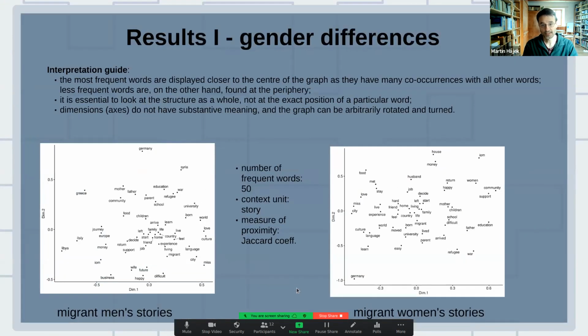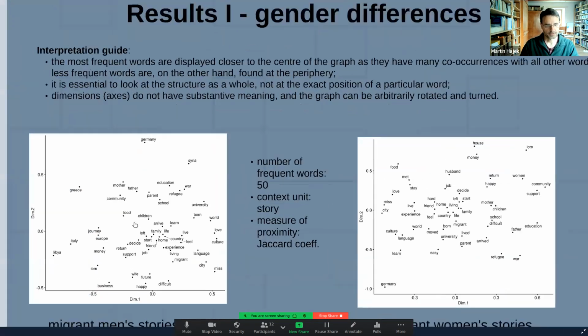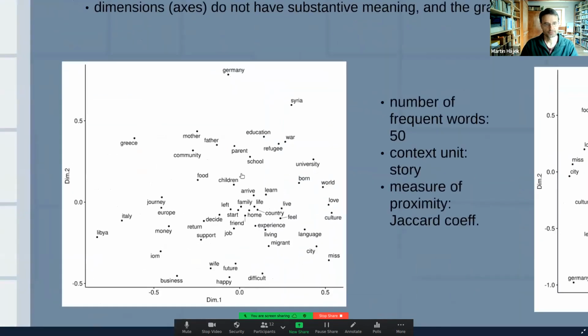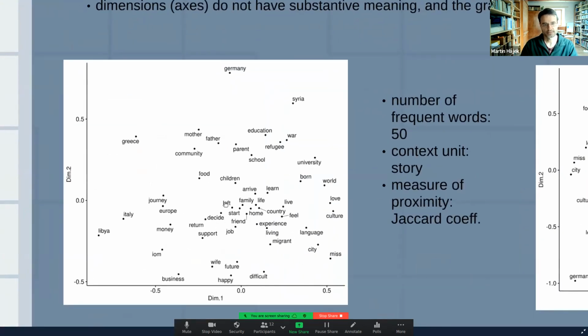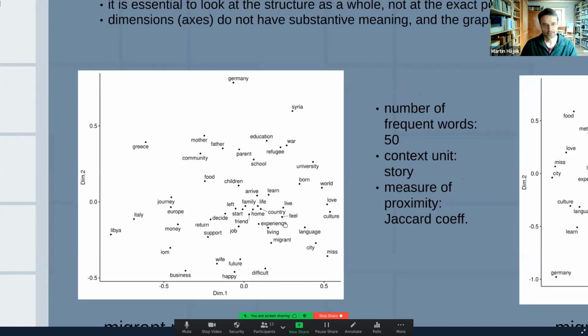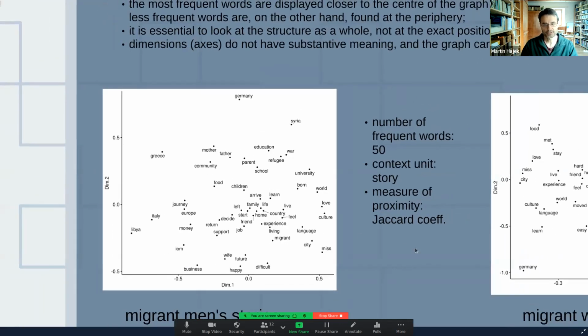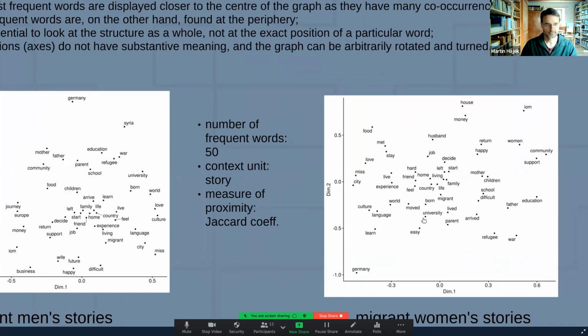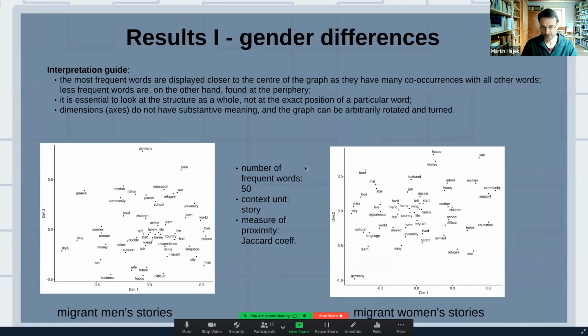And the results are these maps of words, and this is the two-dimensional structure of the corpus in terms of word co-occurrences. And the aim is to interpret it and to say what there is. And there are some rules for interpretation.